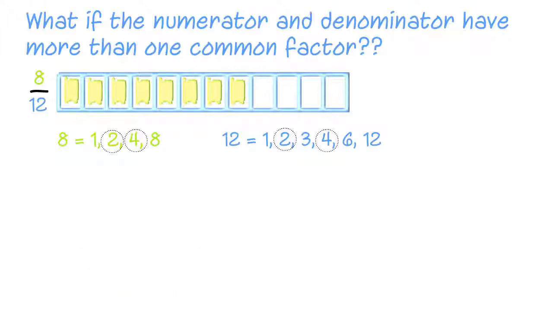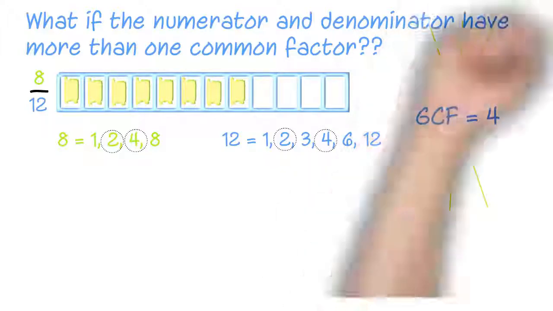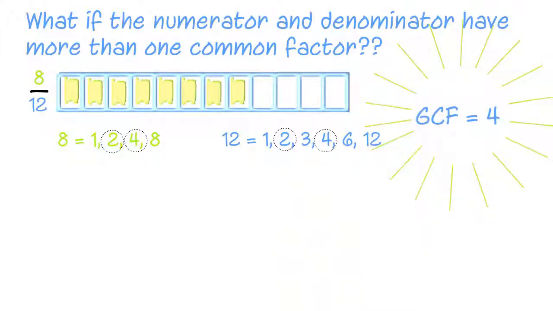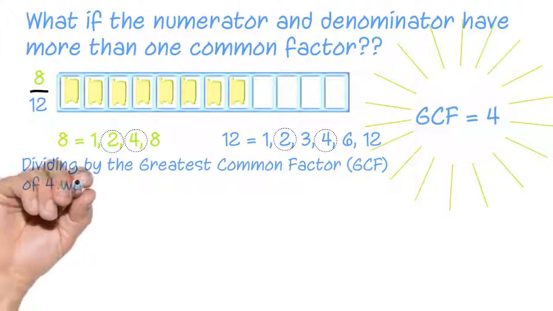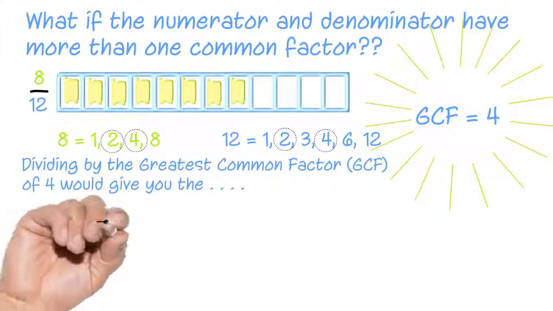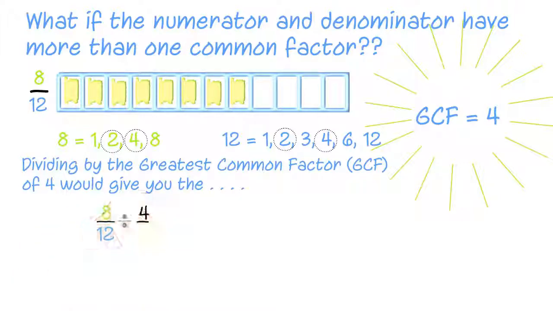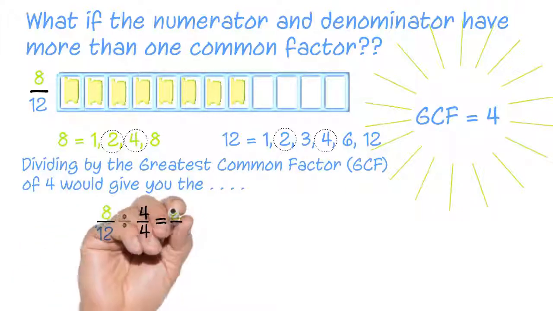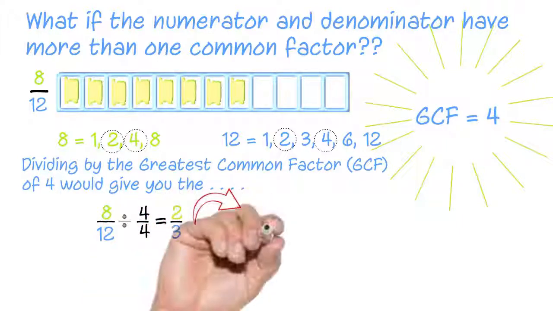Let's take a look at the largest factor of the two common factors. The greatest common factor, or GCF, is 4. Dividing by the greatest common factor of 4 would give you the... Let's take a look. 8 twelfths divided by 4/4 equals 2/3. Therefore, 2/3 is in simplest form.